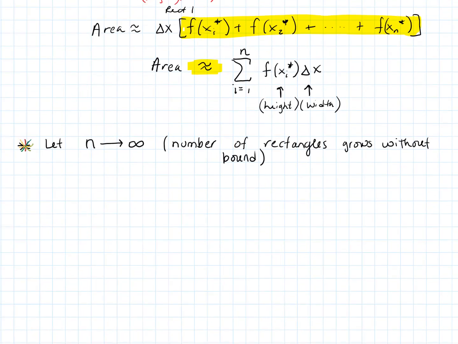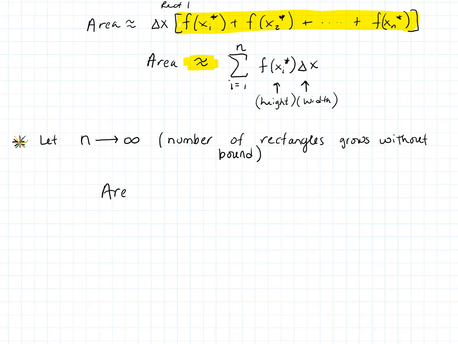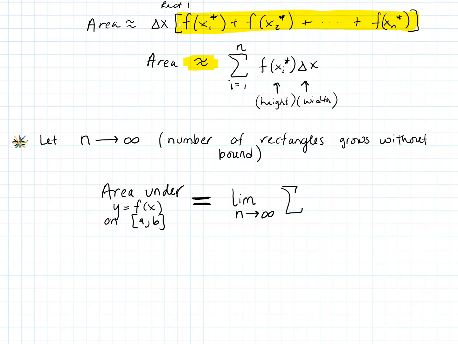What that does is that gives me the area. We've been saying area, now I'm going to specify: it's the area under y equals f of x on the closed interval from a to b is actually going to be equal to, notice I'm no longer going to use my approximation, I'm going to use my equal sign. It's equal to the limit as n goes to infinity. Here's how we let n go to infinity. We have to use a limit. We let n go to infinity and take a limit of this sum.